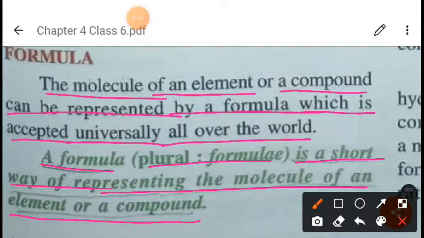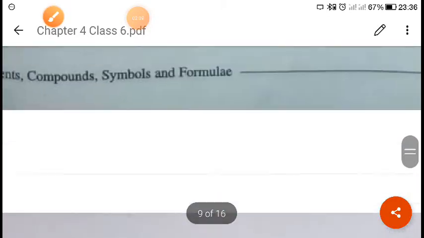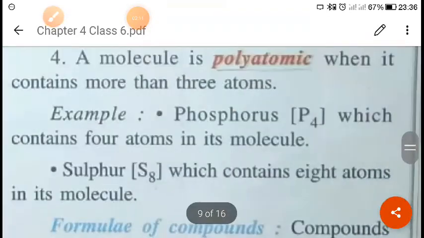I will give you one example. If we talk about sodium chloride, we write it in short form as NaCl. Again, for water we write H2O. For carbon dioxide we write CO2. So CO2, NaCl, H2O, these are what? These are the formulae. So what is a formula? A formula is just a short way of representing the molecules of an element or a compound, right? So I hope you have got some idea about the formula.